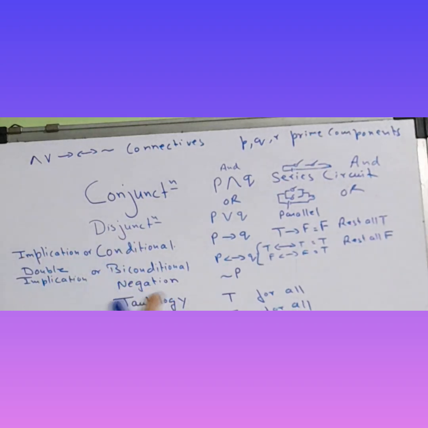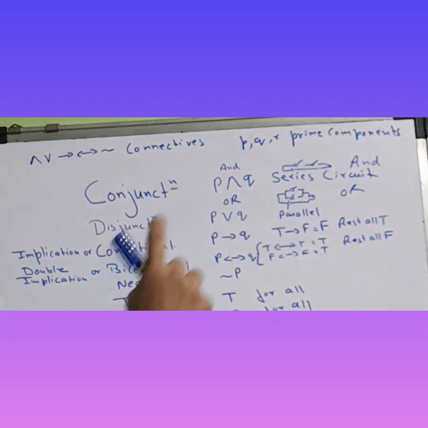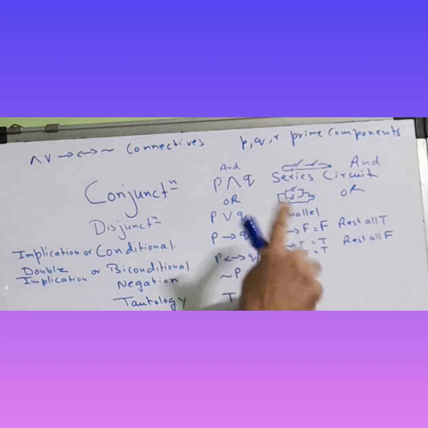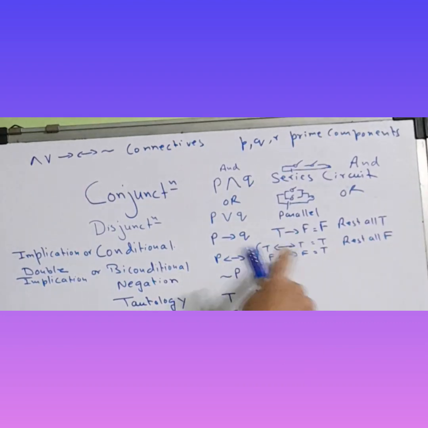Implication or conditional is represented this way, and in the truth table for the conditional we found that T implication F only is F, rest all are T. In case of double implication or biconditional, we find T, T and F, F biconditional are true, rest other two are all false. Okay, so that's what we saw. Negation is just this sign.